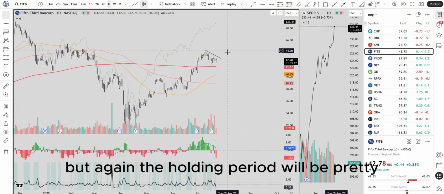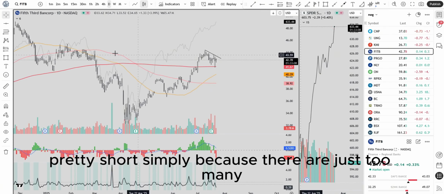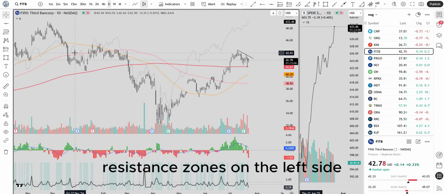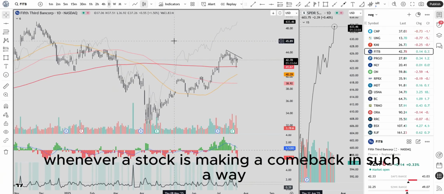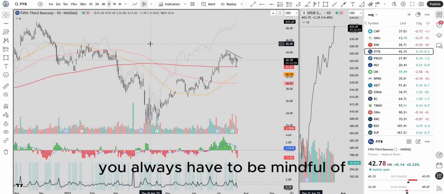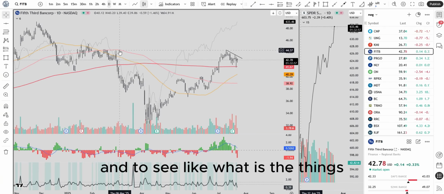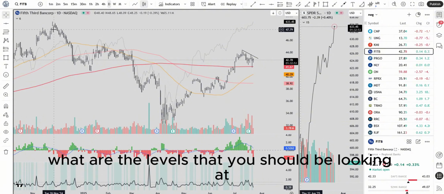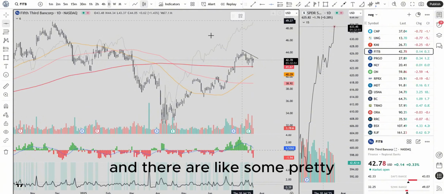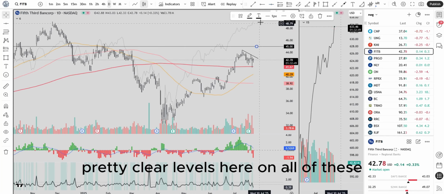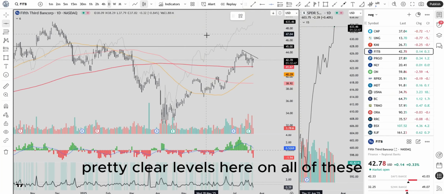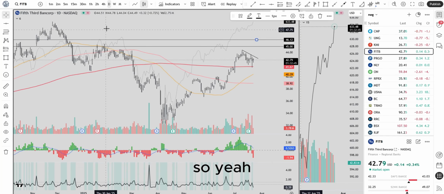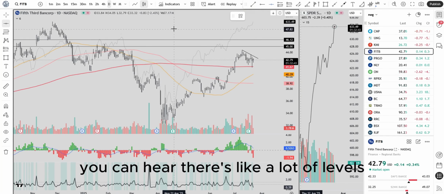But again, the holding period would be pretty short, simply because there are just too many resistance zones on the left side. Whenever a stock is making a comeback in such a way, you always have to be mindful of the left side of the chart and see what levels you should be looking at. And there are some pretty clear levels here on all of these. So yeah, even here there's a lot of levels.